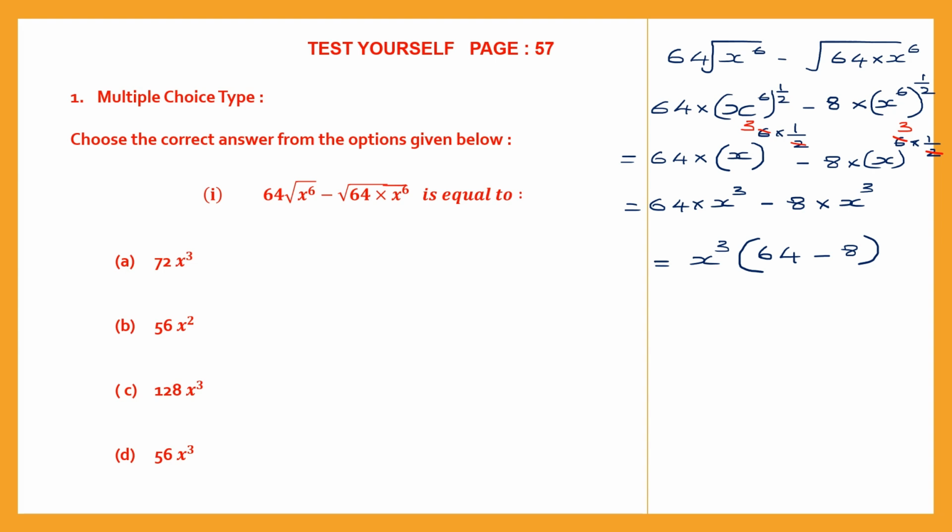Now if I have to multiply this, I will get x to the power of 3 into 64, I will get this back, minus x to the power of 3 into 8, I will get this back. So to make it easier, I have taken this out because it's common and I've put this inside. Now this is equal to x to the power of 3 into 64 minus 8 is 56. So this is equal to 56 x to the power of 3. So this is our answer, and which option is that? That is option D, 56x to the power of 3.